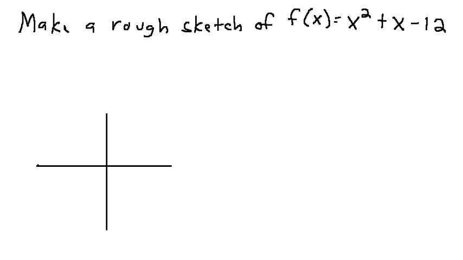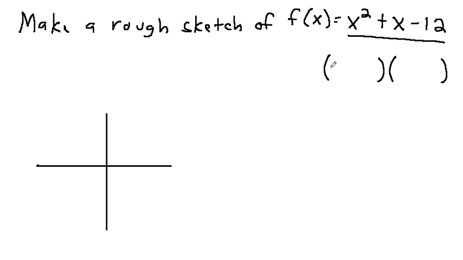Today we're going to talk about how to make a rough sketch of a function that's a quadratic. And one way to do that is to look at the function in factored form. So here's my function that I'd like to factor, x squared plus x minus 12. And the technique for factoring a trinomial is to first write it out as two sets of parentheses.